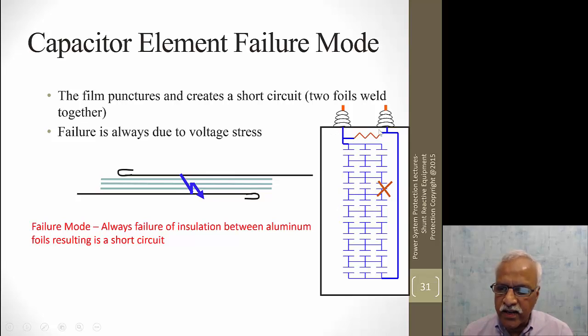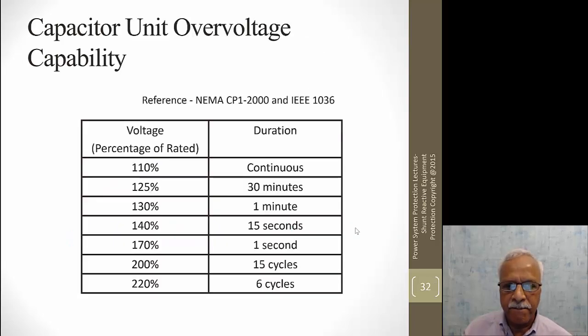So if you have a voltage which was divided equally between all these elements, if one element is shorted, the voltage across the remaining elements increases and produces more stress. So the failure mode is always puncturing of the insulation and shorting of an element.